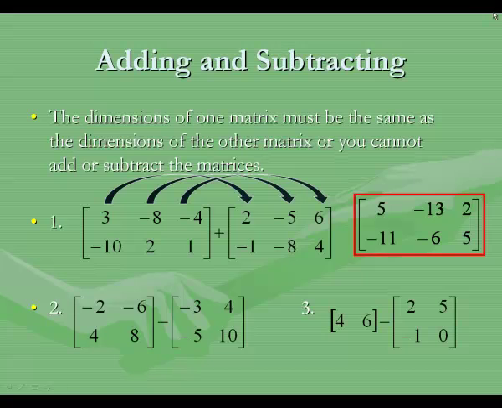On the bottom, -10 plus -1 is -11. 2 plus -8 is -6. And 1 plus 4 is 5. And those would be the answers that correspond to your answer matrix.